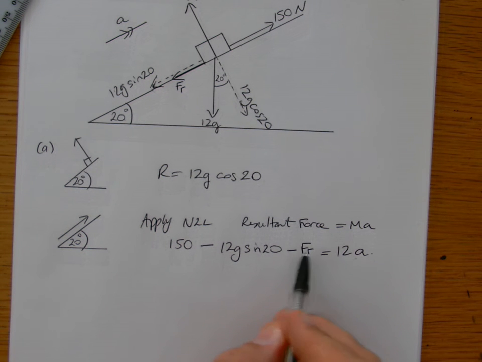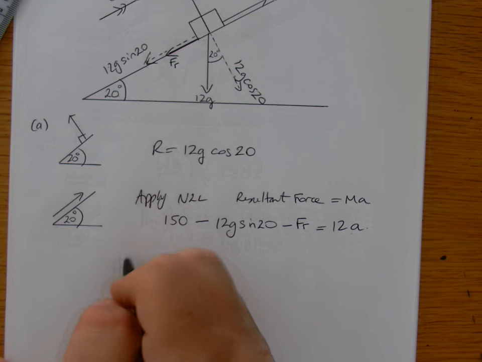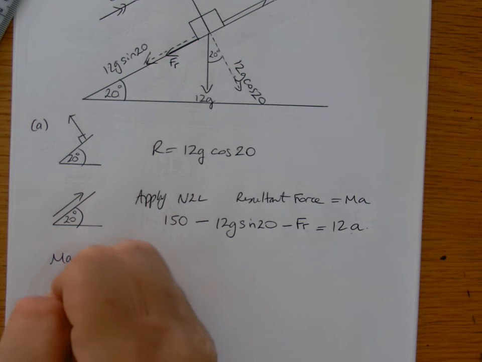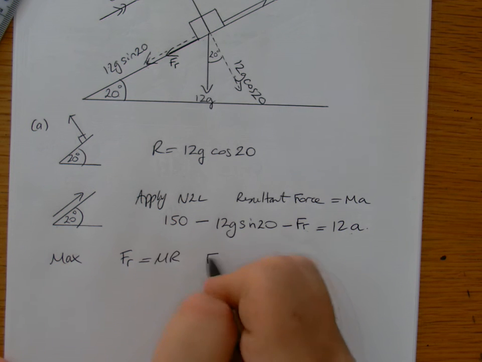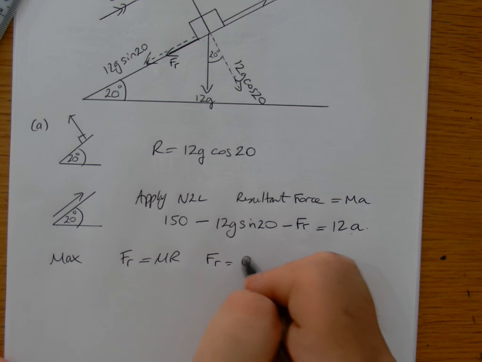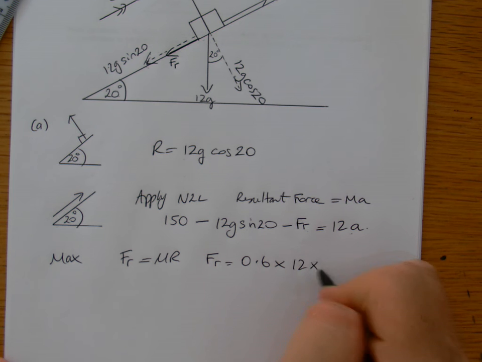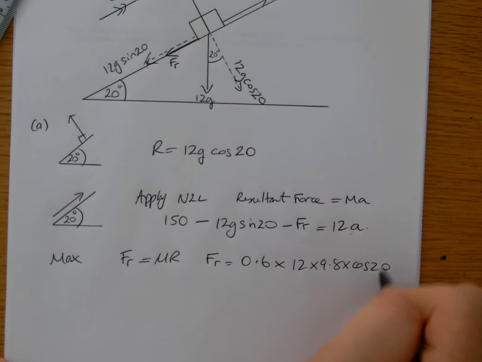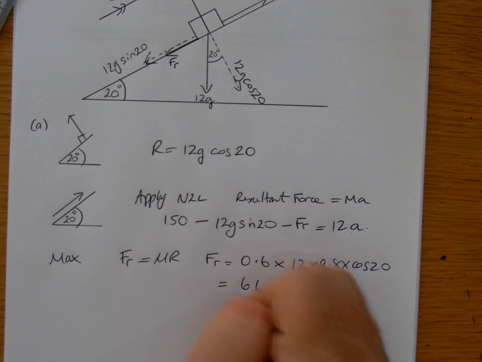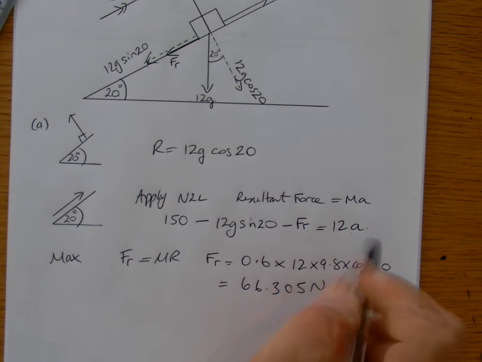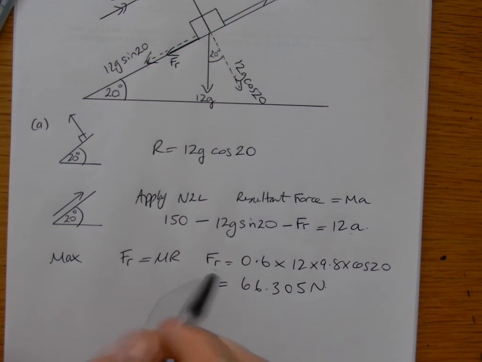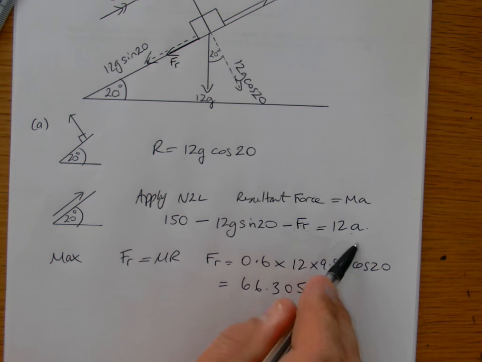Now, to work out acceleration, I need to know what friction is, and friction is really easy. The maximum friction value, remember, will equal mu R. So the friction in this case, mu is 0.6, says in the question, and R is 12g, 12 times 9.8 times cos 20. So I work that out on my calculator. I get 66.305 newtons. So I've got friction. All I've got to do now is plug it in there, and I can get my acceleration.